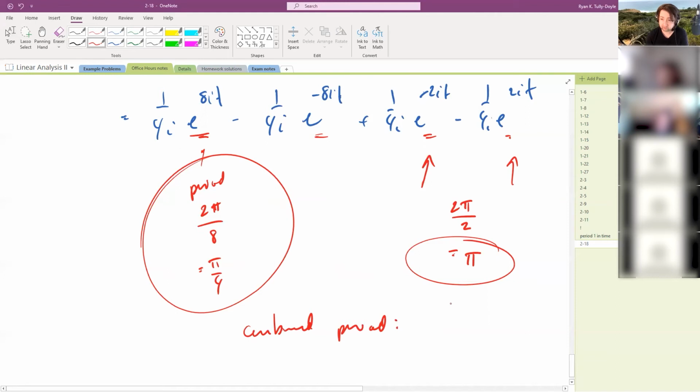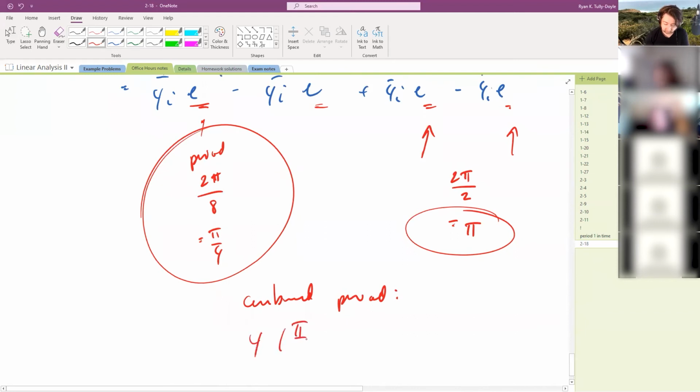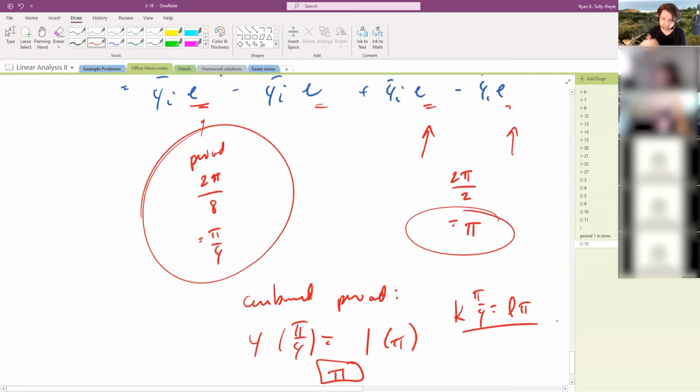It's pi. Because the 8it terms have to do themselves 4 times before they land where the e to the 2it has started over again. Or if you like, 4 times pi over 4 is equal to 1 times pi. And so a common multiple of pi over 4 and pi is 1. It actually turns out to be the least common multiple. So the combined period is pi, because I could solve the equation k times pi over 4 is equal to L times pi. And that's how you find that. Does that make sense?